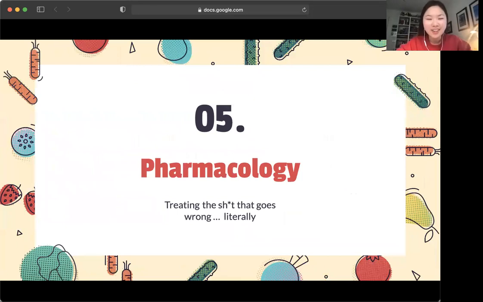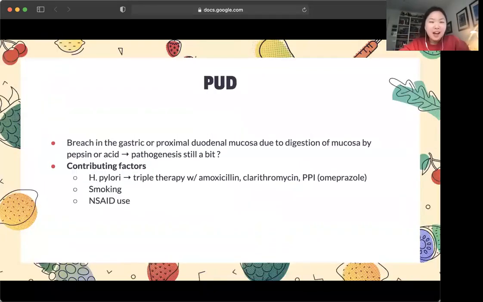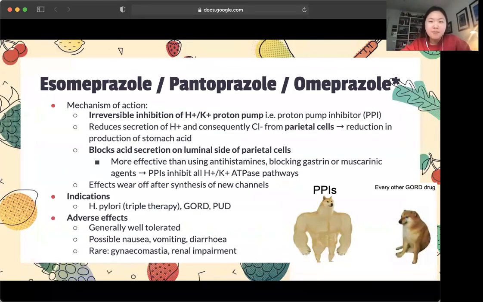Pharmacology. Great, guys, we're nearly there. Pharmacology. So PPIs, we love PPIs, gold standard treatment. They're fantastic. Mechanism of action, basically it's an irreversible inhibition of the H plus K plus proton pump, i.e. proton pump inhibitor. So overall, there's going to be a reduction in production of stomach acid because it blocks acid secretion on the luminal side of the parietal cells. And it's much more effective than using antihistamines or antimuscarinic agents.